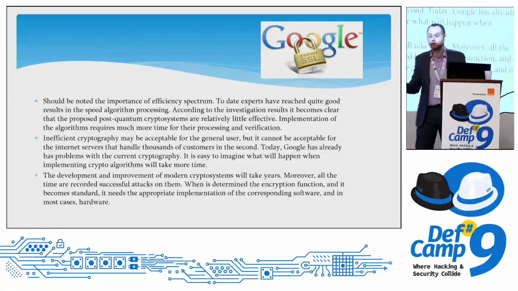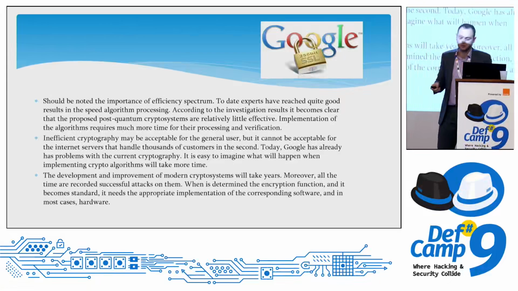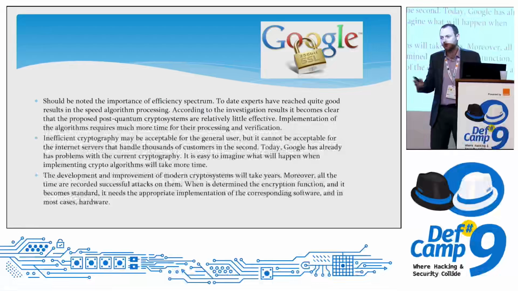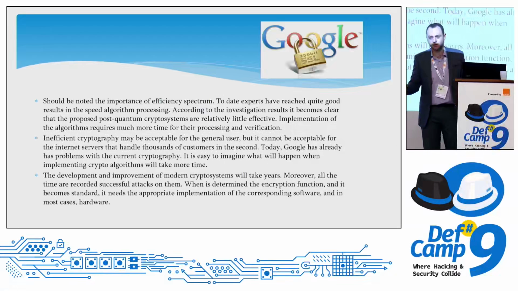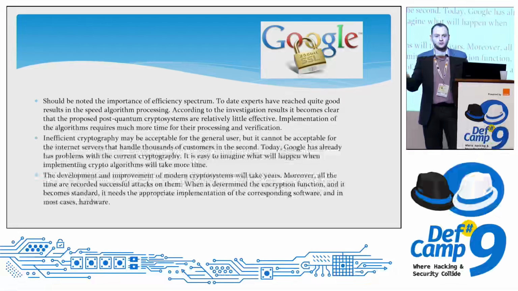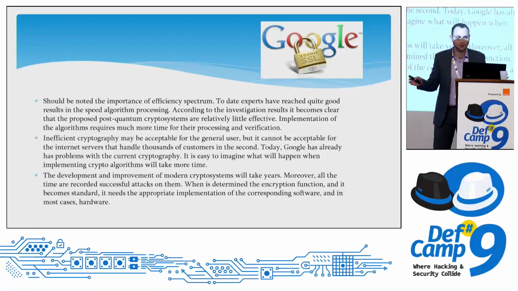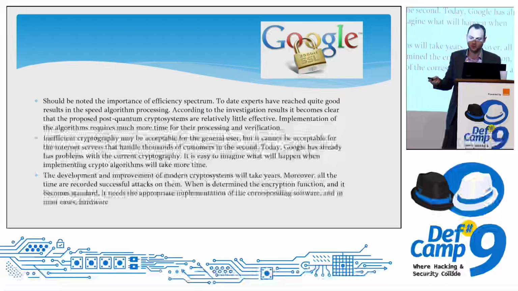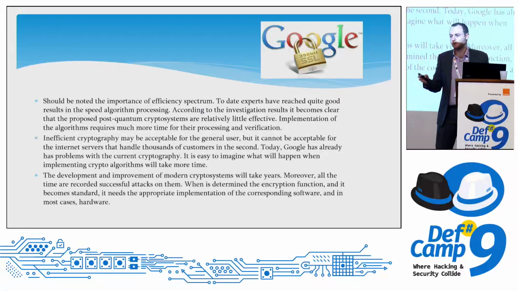And today we already have wonderful and rather good results in cryptography. Inefficient cryptography can be okay for a normal user, but for servers that process millions of tasks a second, a minute, it is a great problem. Already today, Google has some problems with modern cryptography. So we can imagine what will happen if cryptography is much less efficient.